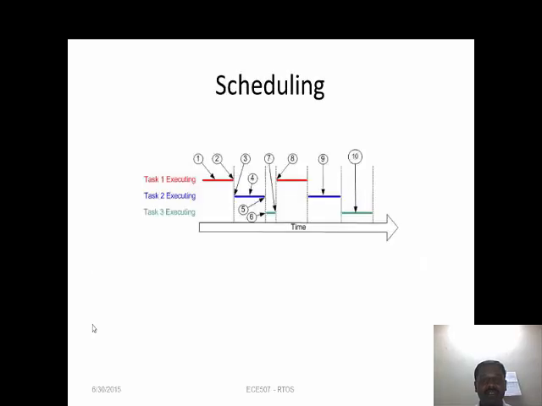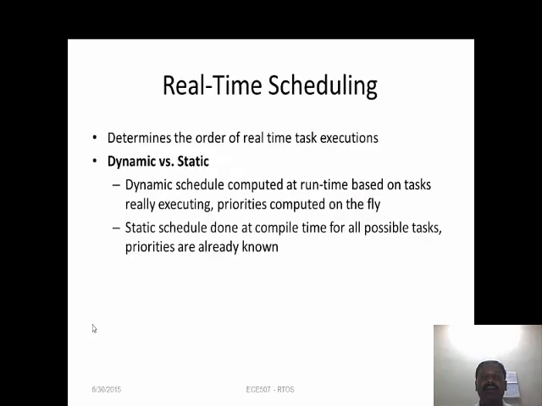Here you see what happens in different scenarios when task 1, task 2, task 3 are executing. Task 1 ready, task 2 gives up the CPU on the third stage. Task 3 is ready to execute, an interrupt happens over there. So at different time slices, different tasks are running in the system here.